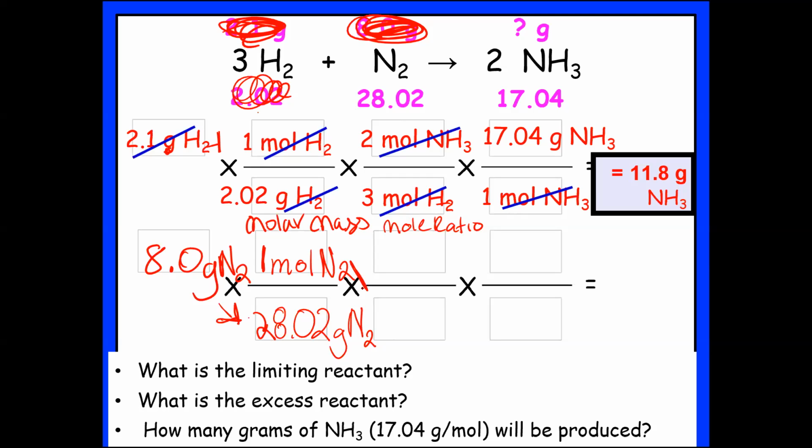Okay, so now because I have N2 on top, I have to put it in the bottom, but we're doing mole ratio. So it would be 1. 1, yeah. And then we're solving for NH3, so what am I going to put on the top? 2. 2.